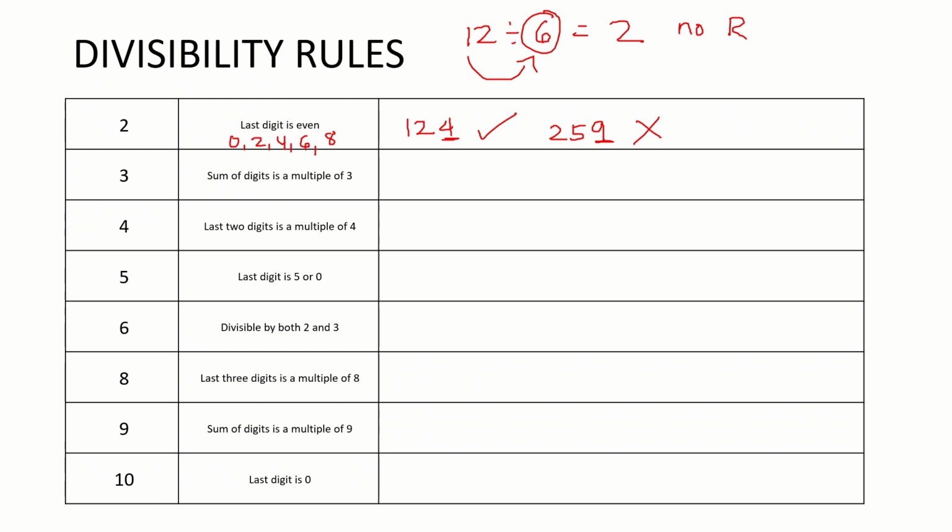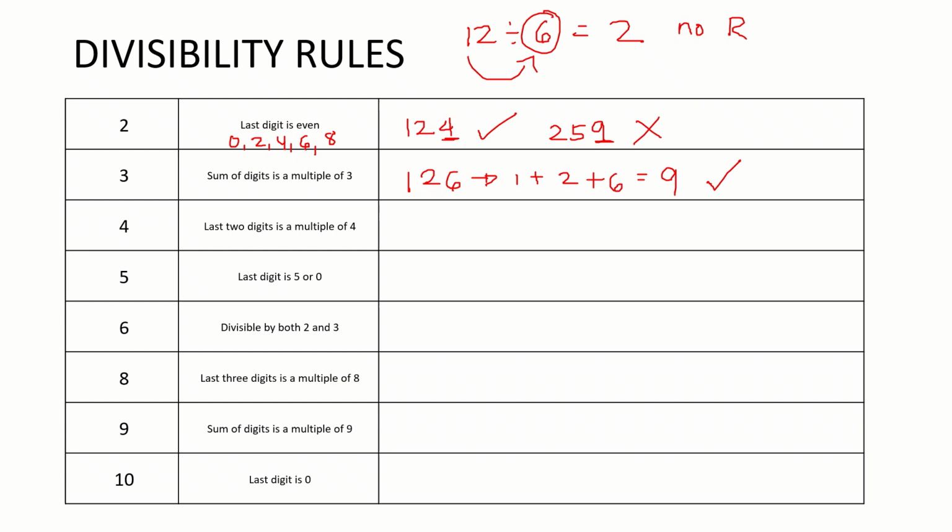For example, 126. You're going to add the digits 1 plus 2 plus 6, and that is 9. 9 is a multiple of 3, or it's in the 3 times table. That means 126 is divisible by 3.